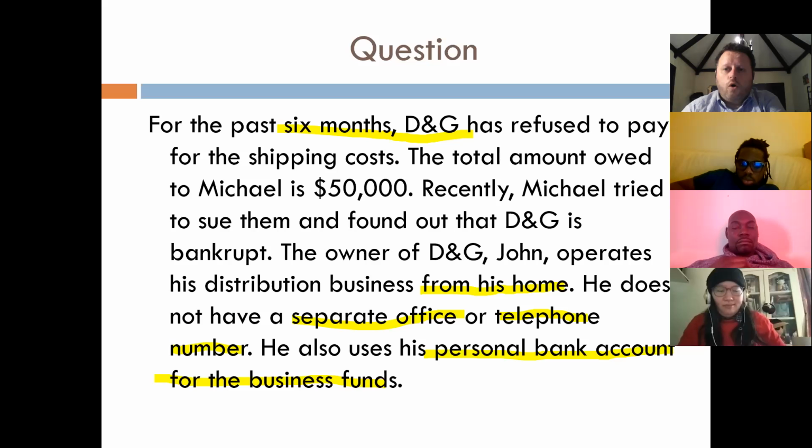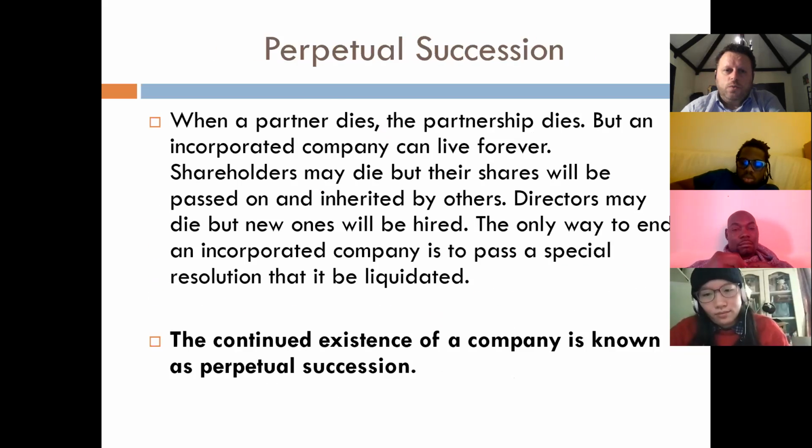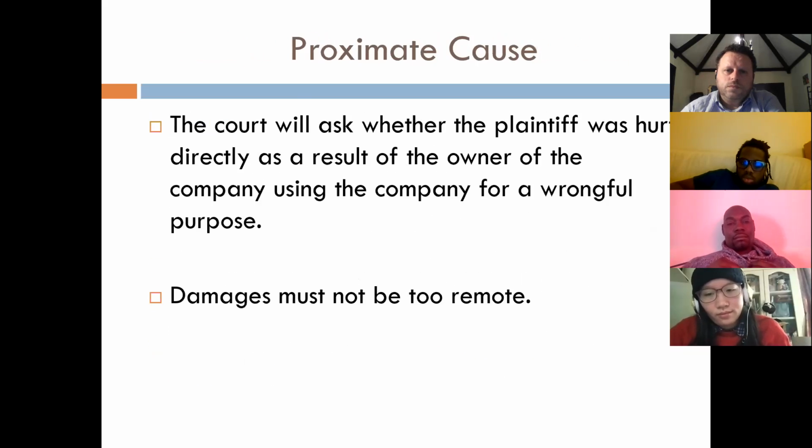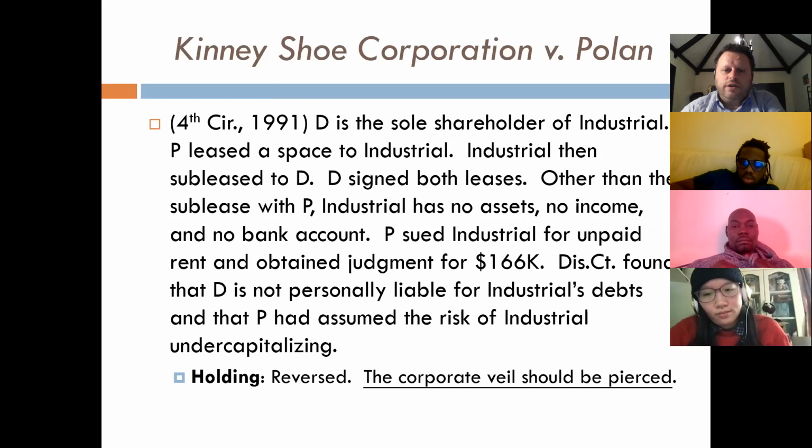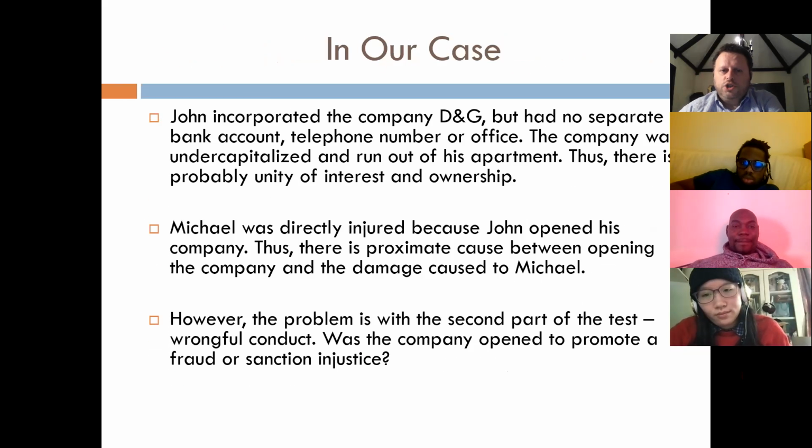And what about the last one, proximate cause? Is Michael hurt because of what John's company did? Sure. John's company didn't pay their debt, so yeah, he's hurt. We know this case is actually very similar to our case. John incorporated the company. He had no separate bank account, telephone number, or office. The company was undercapitalized. It was run out of his apartment. There's probably unity. Michael was directly injured, so there is proximate cause.